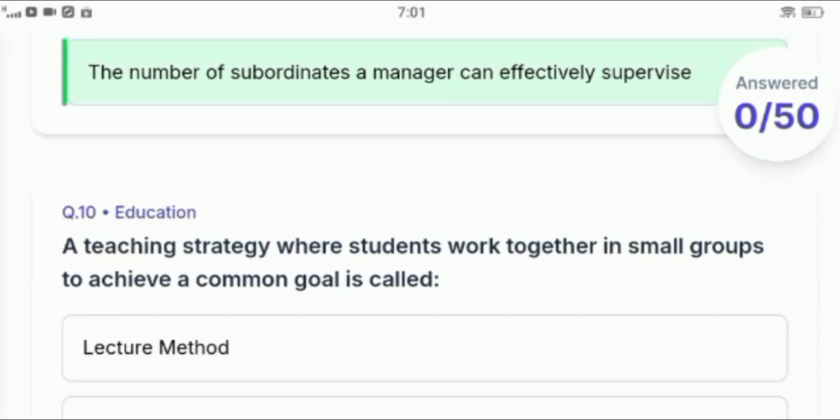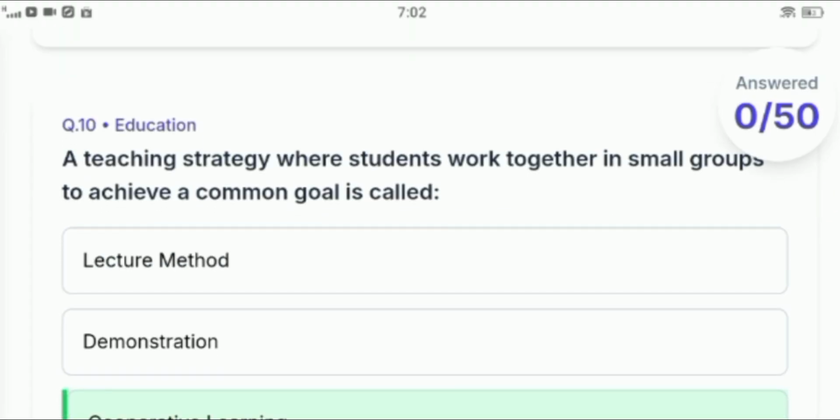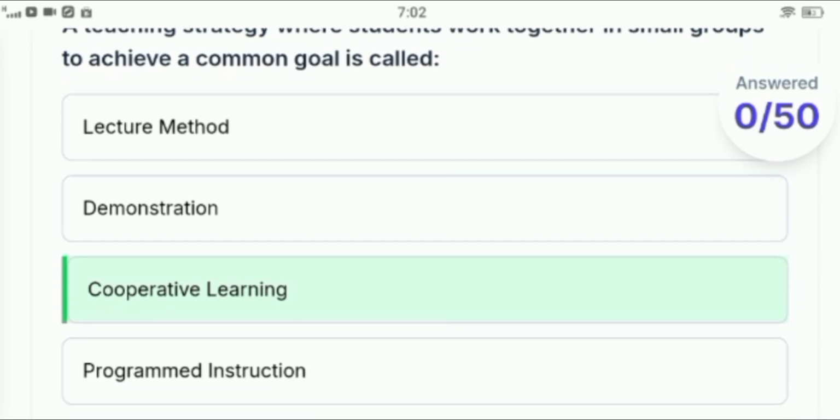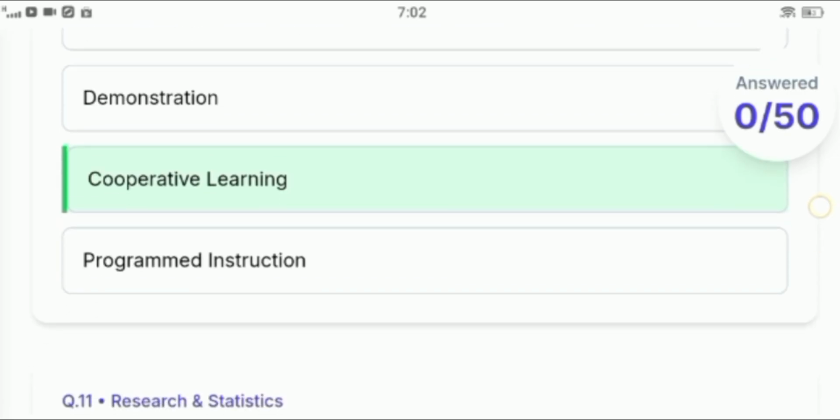Next question, education. A teaching strategy where students work together in small groups to achieve a common goal is called option A, lecture method, B, demonstration, C, cooperative learning, and D, programmed instruction. So the correct answer is C, cooperative learning.